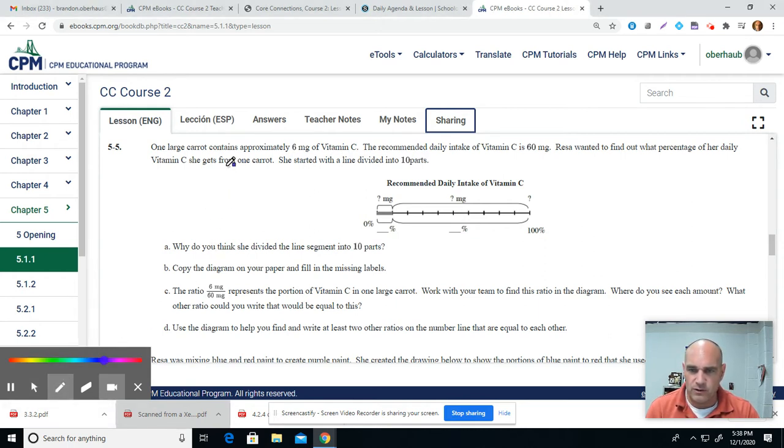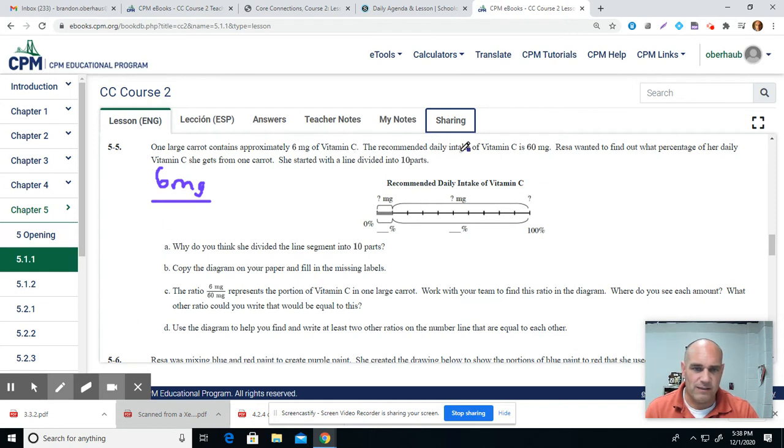So, the first thing I want to do is write down my true statement. What do I know is definitely true? So, I know that a carrot is going to be 6 milligrams of vitamin C, and the daily recommended intake of vitamin C is 60 milligrams. All right, so I don't know what percent this 6 milligrams is, but I do know this. So I'm going to put that right up here because 60 milligrams is what you should have all day long.